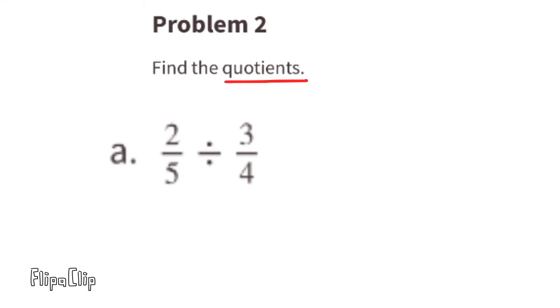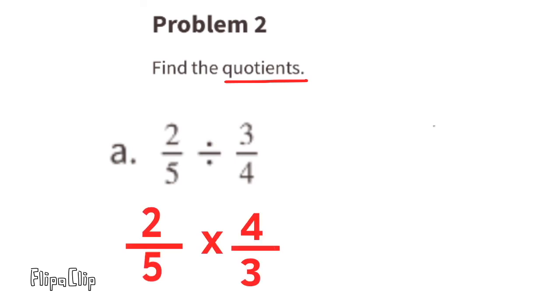Problem number 2. Find the quotients. A. 2/5 divided by 3/4. We can change this to a multiplication problem by multiplying 2/5 by the reciprocal of 3/4. So now we have 2/5 times 4/3, which equals 18/15.